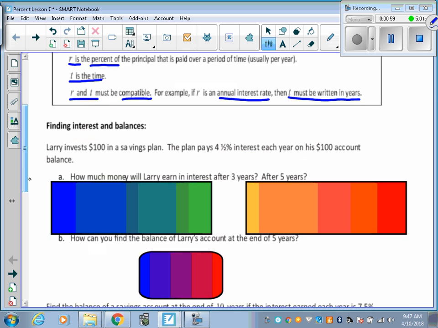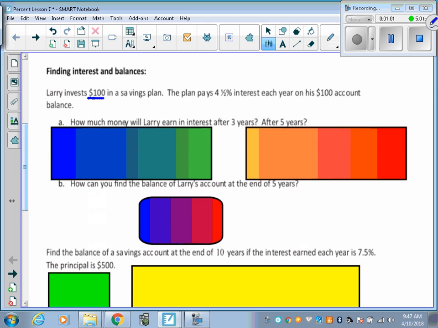So let's start off with an example. Larry invests $100 in a savings plan. So he puts $100 in. It pays 4.5% each year. We want to know what will his interest be after 3 years and after 5 years.